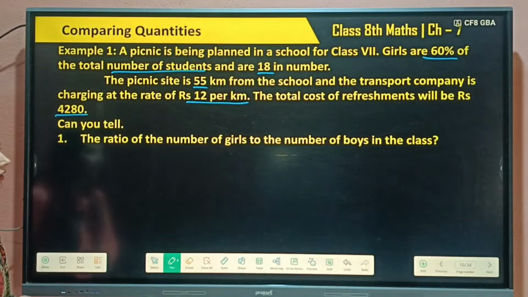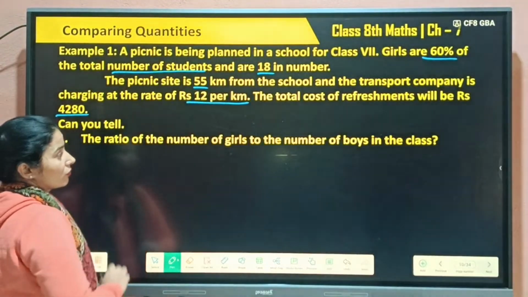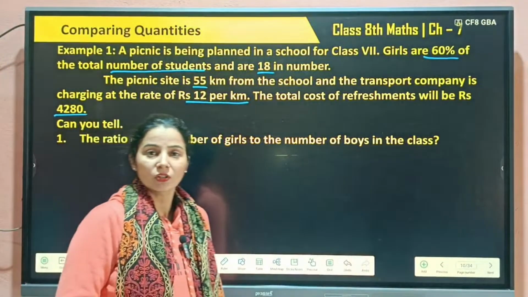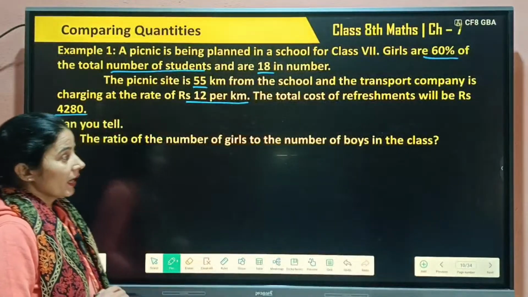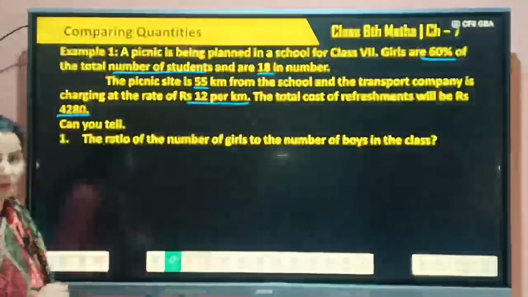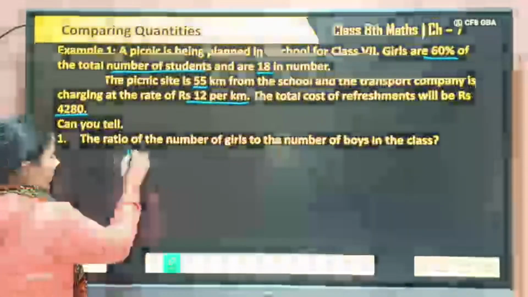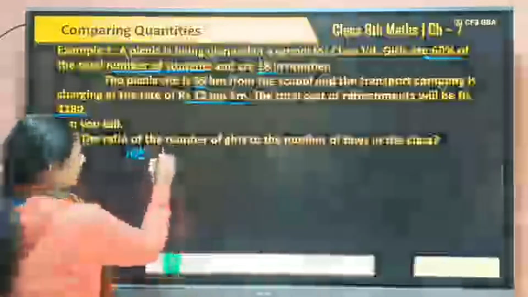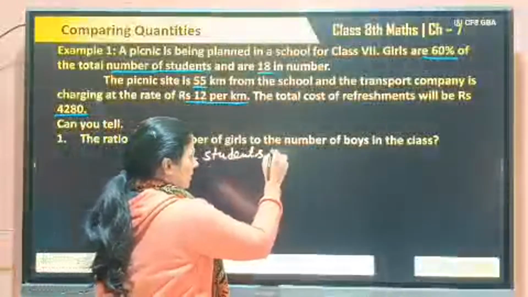The ratio of the number of girls to the number of boys in the class. So first of all, we need to find out the number of girls. It is given to us, these are 18 in numbers, and the number of boys. So let us see how we find the total students in the class.